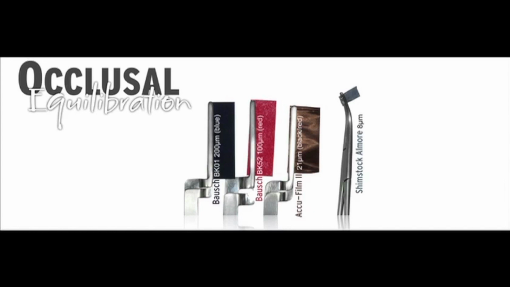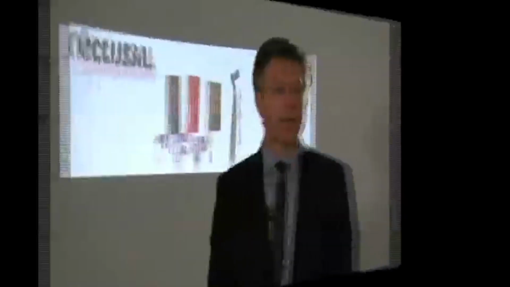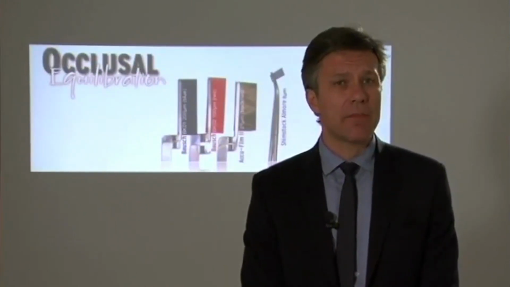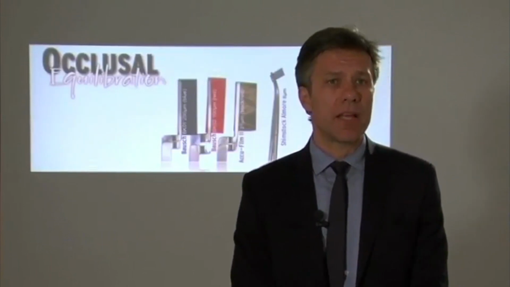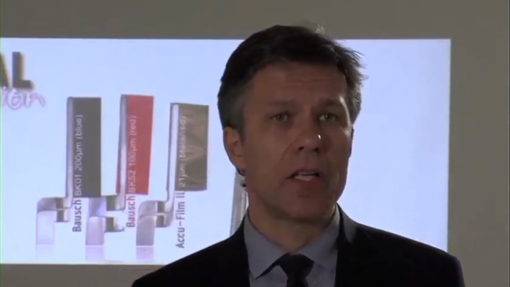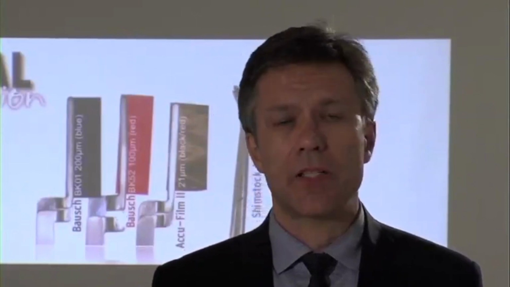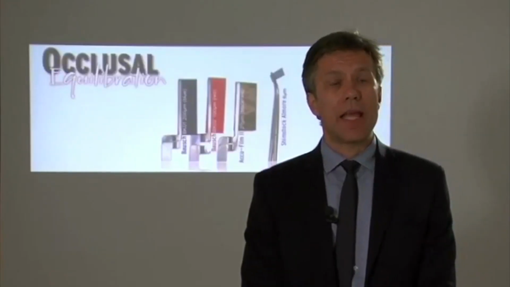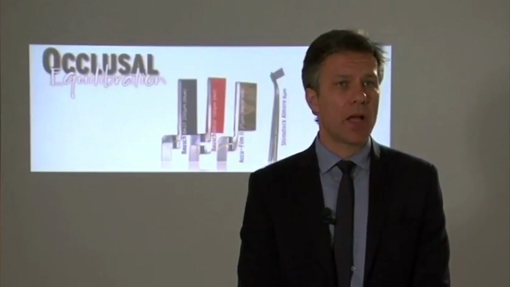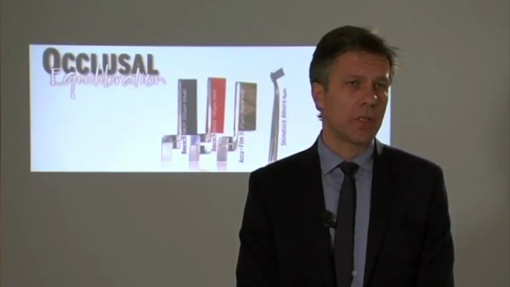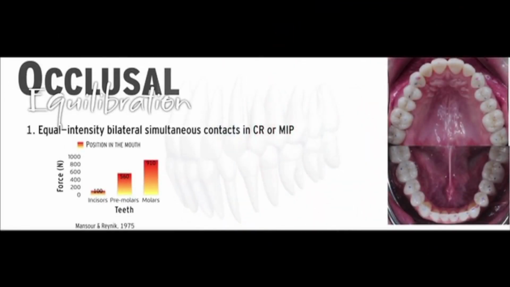Well, I like to use different types of articulating papers, because it saves time. Depending on the case, depending on the point I am at, I can use a 200 micron articulating paper, I can use 100 micron. When I'm finishing the case, I go to a thinner articulating paper like a 21 micron, and I always finish the case with an 8 micron shim stock. That's just to really fine-tune my occlusal equilibration. So this is the point where we begin.